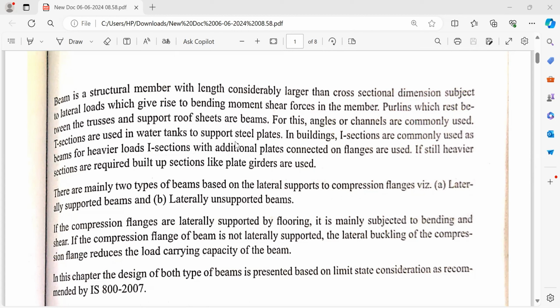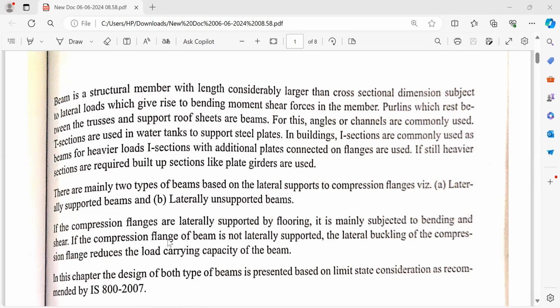So in your syllabus, you have only laterally supported beams, that is, lateral deflection is prevented. Generally, if it is subjected to vertical loads, you may get vertical, downward deflection. But sometimes, when horizontal forces are acting, it may get tilted, so horizontal deflection also takes place. Due to that, the load carrying capacity of the beam will be reduced. So we provide lateral support to the beam so that the load carrying capacity is increased.